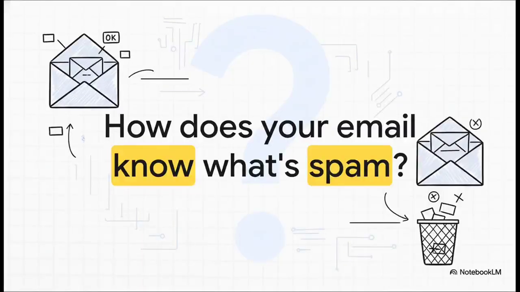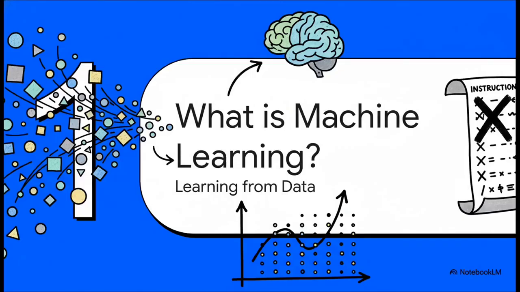All right, so think about this. How does your inbox just know what's junk mail? How does it filter all that stuff out? It's not magic, and it's definitely not some person reading your emails. It's machine learning. And by the end of this, you'll get the core idea that makes it all work. So let's get right to it.